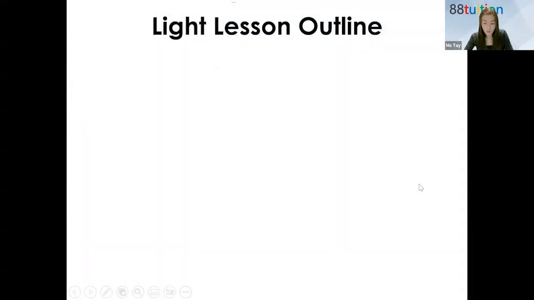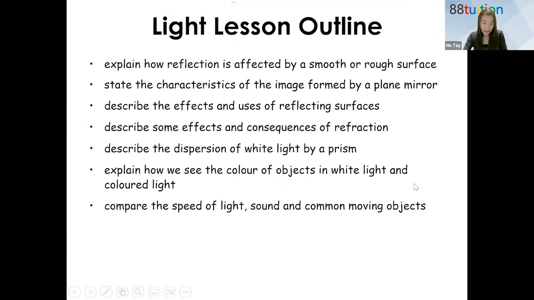All right. So today we are going to learn about light. So what are the objectives that you actually need to know? So this whole topic, right, for Sec 1, there are certain things that you need not know. I will highlight to you later on.